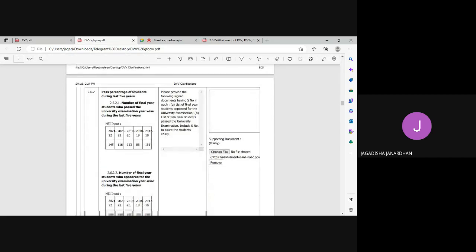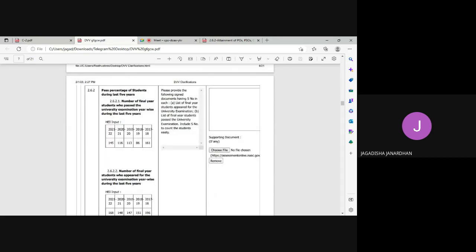2.6.2 as well. The questions raised by the DVV partner during the DVV clarification process were: please provide the following signed documents having a serial number in each. Point A, list of final year students appeared for the university examination. The second one is the list of final year students who passed the university examination. Here they have mentioned that we need to provide the documents on the letterhead for NAAC.